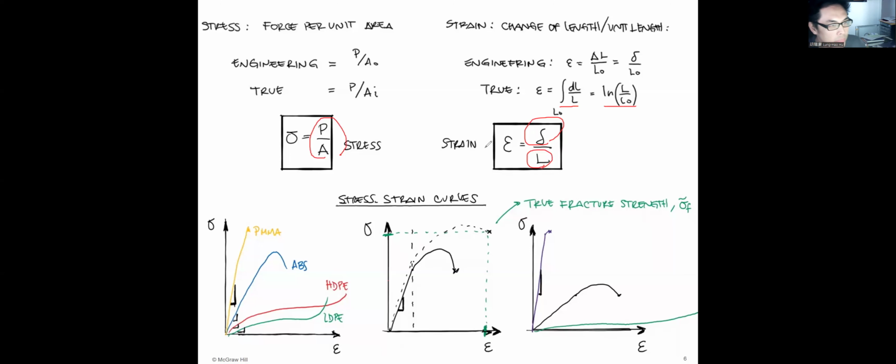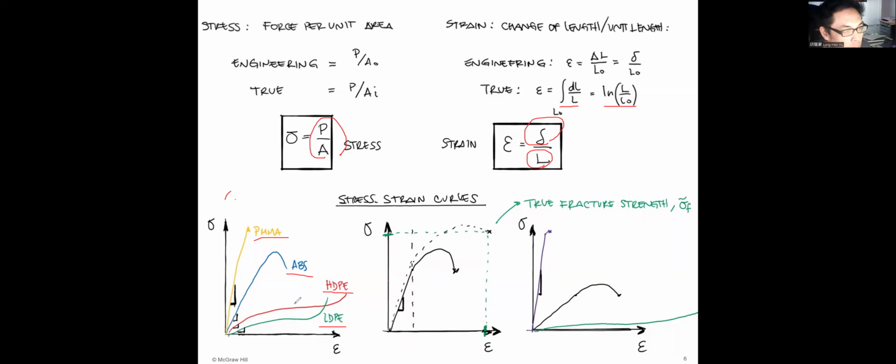Okay. So let's look at these three figures of the stress and strain curve from the tensile test. For example, the first figure shows different polymers, like PMMA, ABS, or HDPE, that is, the high molecular weight polyethylene and the low molecular weight polyethylene.